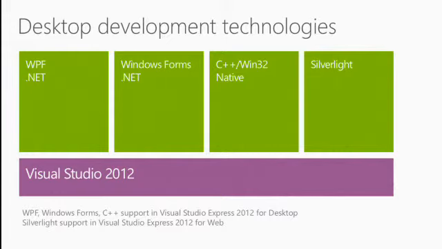C++ and Win32, I know a number of you in here are building native code applications, which is really great. Again, you can integrate that stuff in with WPF. And of course, Silverlight, I know a lot of you in here are Silverlight developers as well. So really the four of those, I would say, are the main desktop development technologies for Windows 7, Windows 8, et cetera, going forward here. And all of those are supported out of the box by Visual Studio 2012.